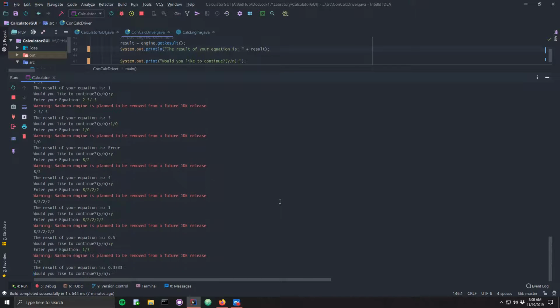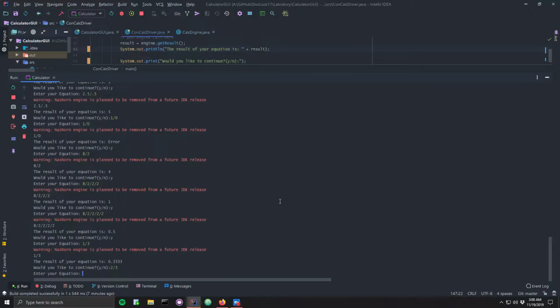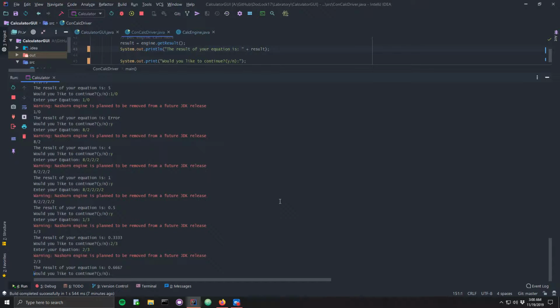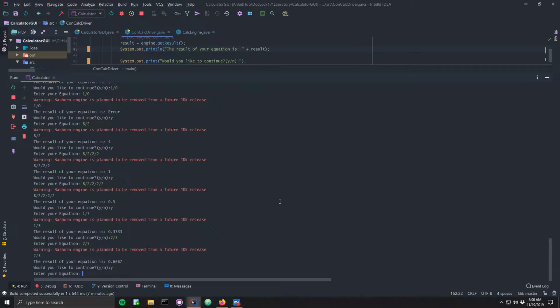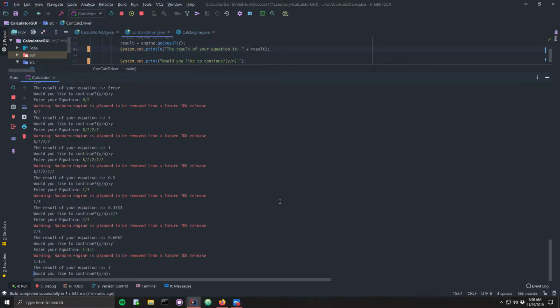And of course, with 4 decimal places as requested, 2 divided by 3. Again with 4 decimal places. 1 plus 1 plus 1 equals 3.